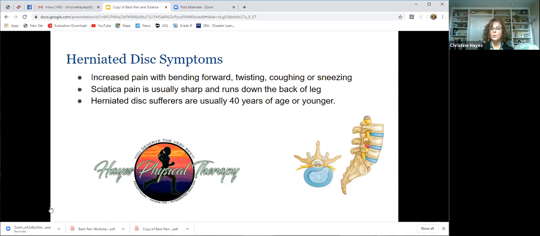That can be enough force to push something out, especially if they're already predisposed and their posture over time is getting rounded and rounded and rounded. And now you see it's very easy for that disc to shoot out the back with something really, really easy. Sciatica pain is usually very sharp, and it runs down the back of the leg. And typically it's just down one leg when you herniate the disc.